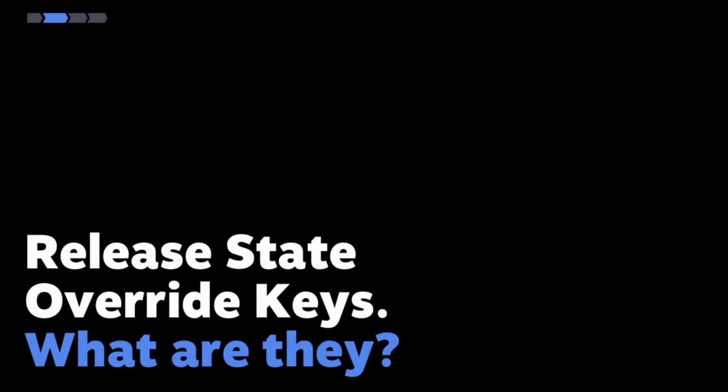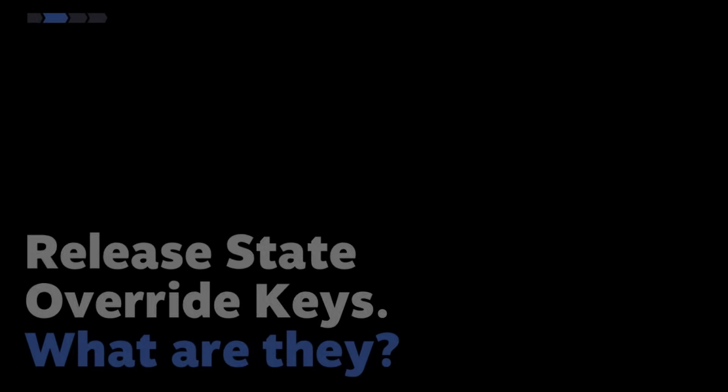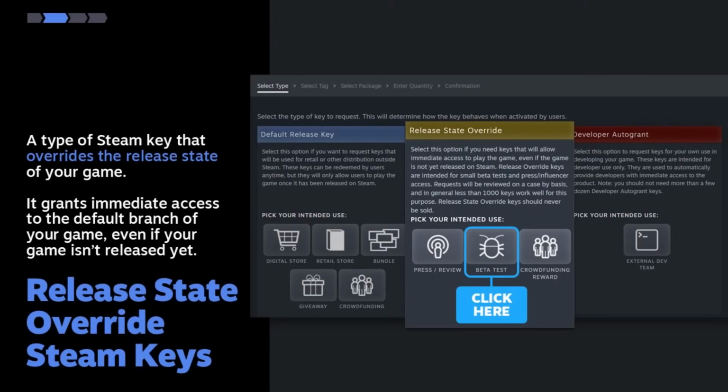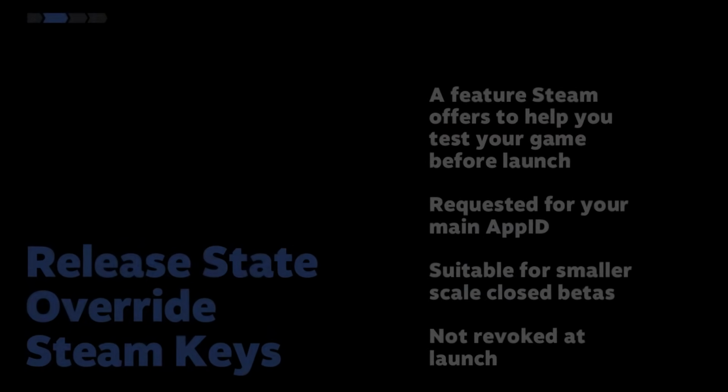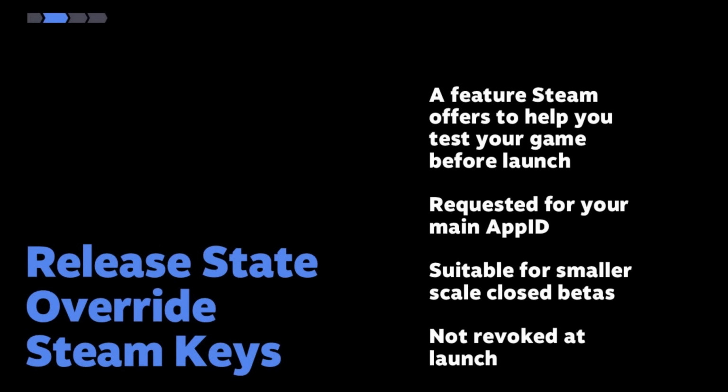But what is a release state override Steam key? It's a type of Steam key that overrides the release state of your game. It grants immediate access to the default branch of your game, even if your game isn't released yet. Hence the name release state override, because it overrides the release state of your game. Release date override Steam keys are a feature that Steam offers to help you test your game before launch, and they're requested for your main app ID.